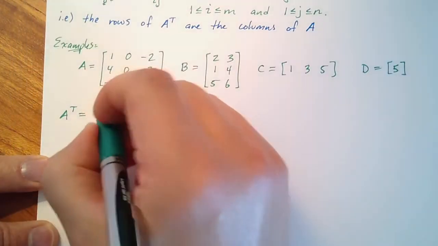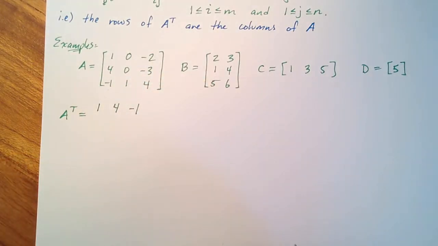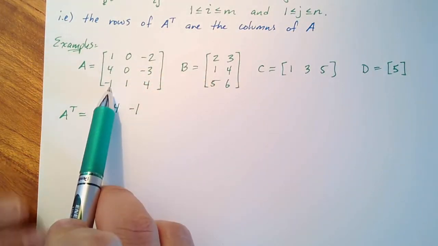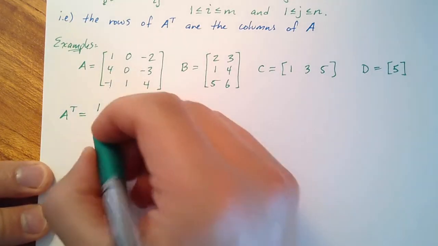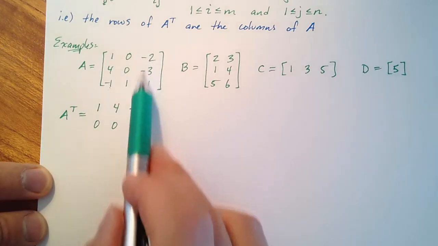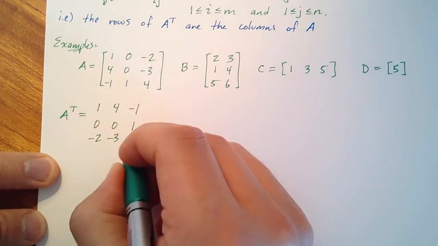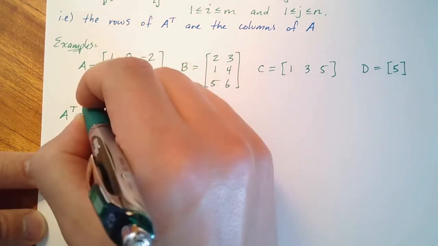So turn those into rows, and that'll be your matrix A transpose. So for the first row of A transpose, I'm going to use the first column of A, which is 1, 4, -1. Right? That's the first column of A. The second column of A, I'm now going to write as the second row of A transpose. Then the third column of A will now be the third row of A transpose. So that's A transpose.